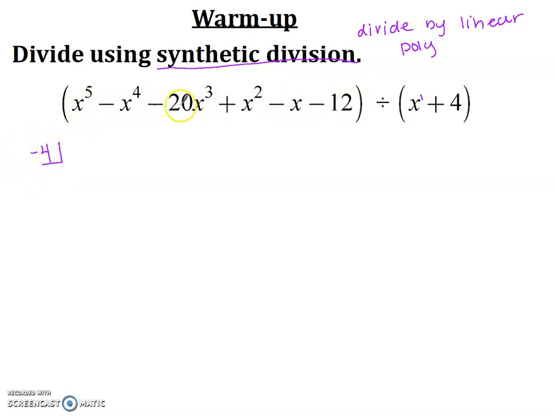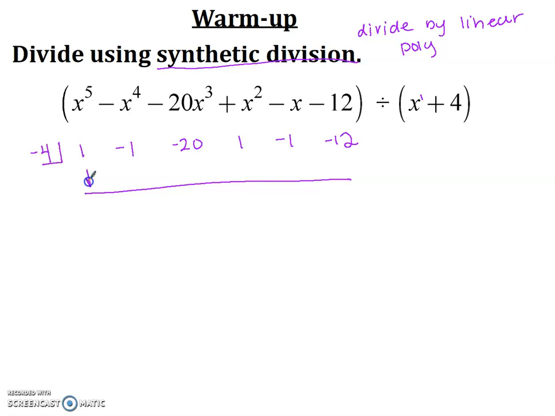Then we're going to take what we're dividing, which is called the dividend, and we're going to take the coefficients. And you want to make sure it's in degree order and that you're not skipping any degrees. If you're missing any degrees, you would need to fill in a 0. So we're going to take the coefficients of each term in degree order, and this one's not missing any degrees, so I don't need to fill in any zeros.